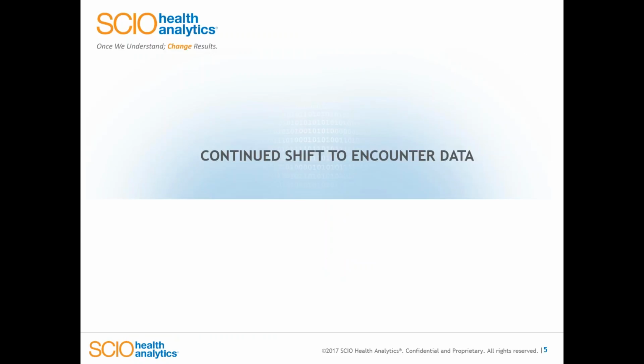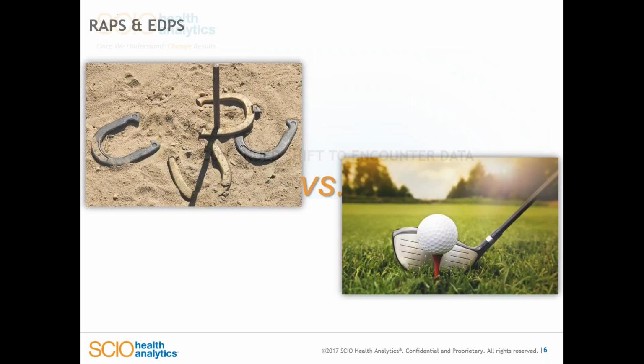So the continued shift in encounter data, or like I like to say, can this get any more complicated? So first of all, let's talk about the differences, RAPS and EDPS. And I look at this like RAPS being like horseshoes and EDPS being like golf. And what I mean is RAPS is a format is very basic. It's human readable, few rules and 6 data elements, where EDPS is sort of like golf. It's a lot more complicated. You have to get it exact, and there's many rules, and it is totally non-human readable.